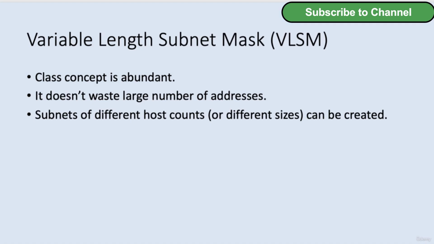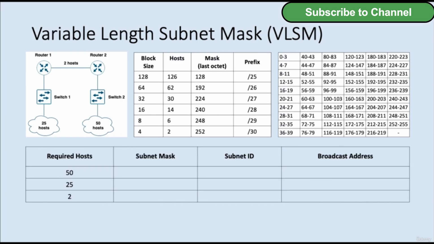Variable length subnet masks have abandoned the class concept. There is no more class A, B or C. It saves a lot of IP addresses that we were wasting because of class-specific subnet masks. Another advantage is it supports different host counts. In other words, we can create subnets of different sizes, which was not possible previously, because when we do the subnetting, we get all subnets of the same size. Variable length subnet mask.